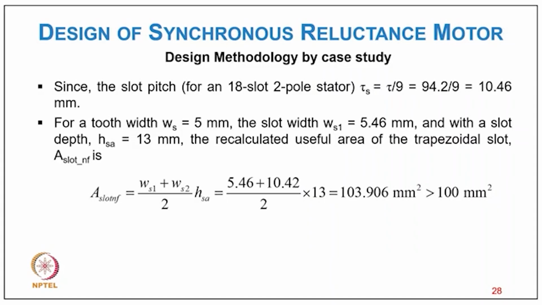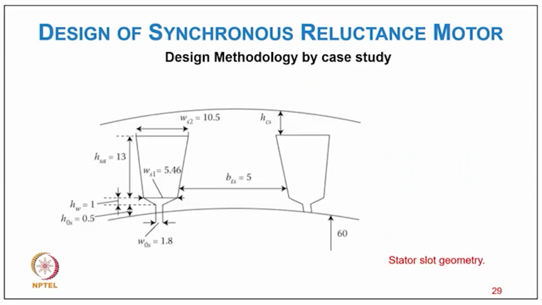So with the slot depth HS 13 millimeter, the recalculated area for a typical slot is A slot equal to WS1 plus WS2 by 2 into HS, and putting value, it comes 103.906 millimeter square, which is greater than 100 millimeter square. This is the typical shape of the slots with the different dimensions, with the slot geometry.